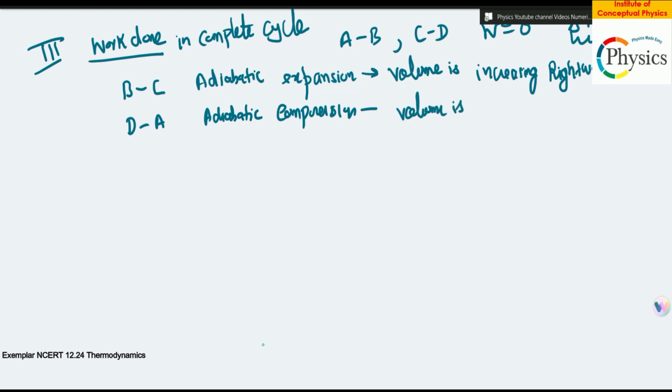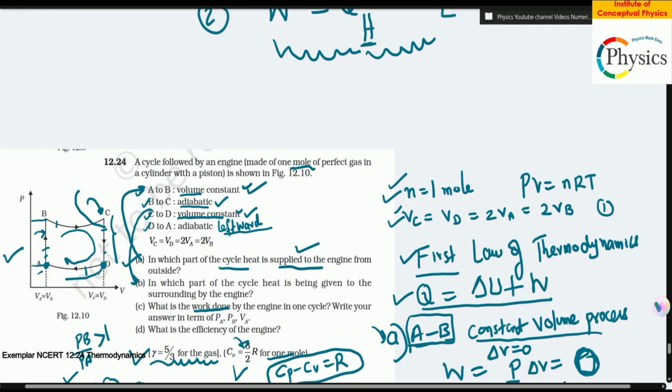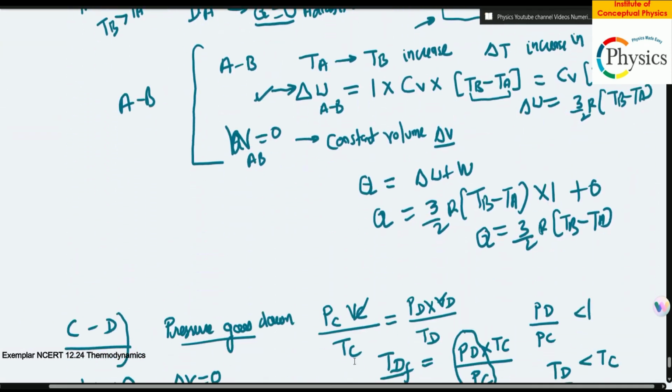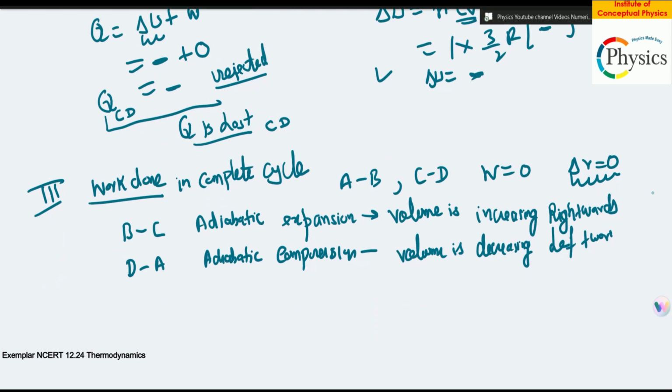Volume is decreasing and it is leftward, right? So the volume is going leftward. I'll just show you the figures. You can see the volume is going leftward, right? So we know what the work done is. Where the volume is increasing rightward is positive work. Wherever the volume is decreasing leftward, the work done is negative work, right? So B to C is positive work, D to A is negative work.